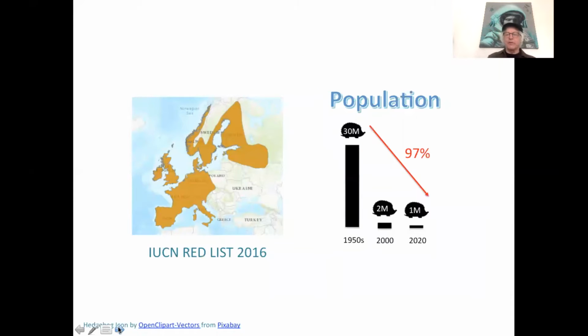And sadly, the population has declined quite a lot in the last few years. So in the 1950s, there were 30 million hedgehogs in the UK. Now there's about 1 million. It sounds like a lot, but in actual fact, that's not an awful lot compared to the population that we once had. And they're on the IUCN Red List, which means that they're endangered, vulnerable to becoming extinct. And if you look at this picture on the left here, that shows you where they live around Europe, including the UK and Lincolnshire's around about here.